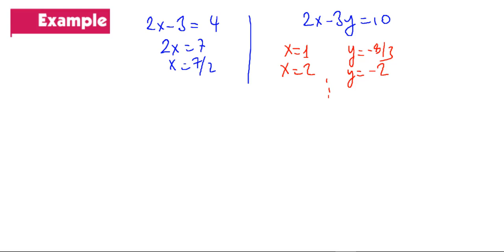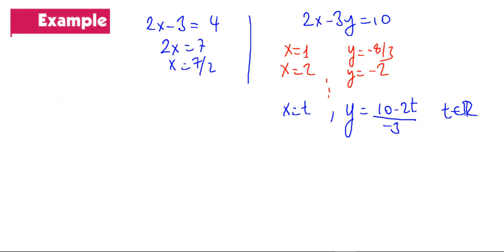Here we can write the solution generally. If x equals t, or y equals t, then if one of them is independent, the other will be dependent. Y will be 10 minus 2t divided by minus 3, for t any real number. We write it generally. So one of the unknowns will be independent, the other one will be dependent.